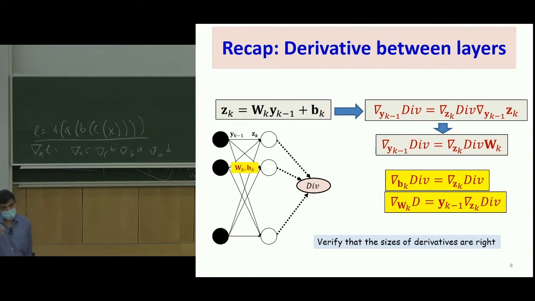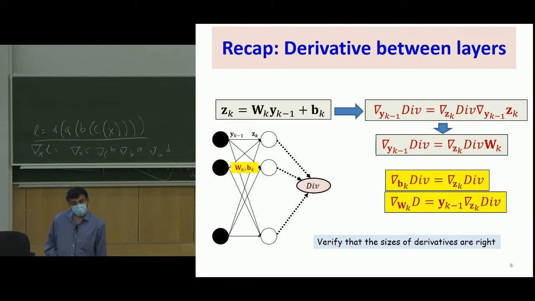That's just going to be w. So if I want the derivative of the divergence with respect to y, that's going to be the derivative of the divergence with respect to z times the derivative of z with respect to y, which is simply the derivative of the divergence with respect to z times w, right? So that is transferring it all the way back here.